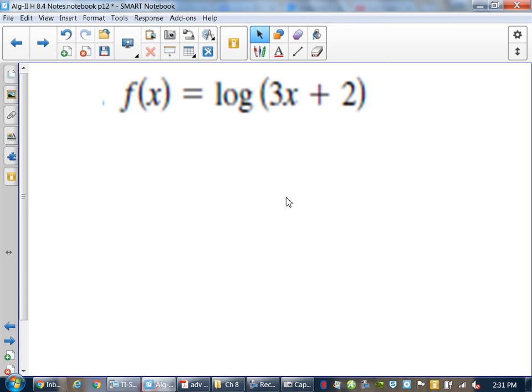One more inverse, please. Remember, you can rewrite f of x as y equals. Perfectly fine.